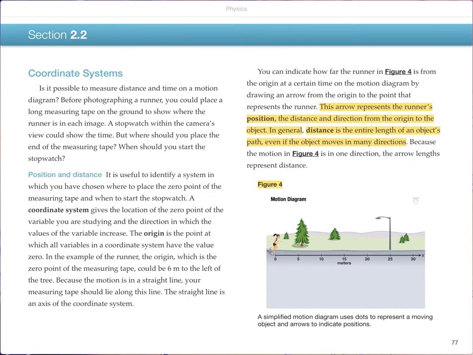This covers section 2.2 in the text. Let's first begin by looking at figure 4.